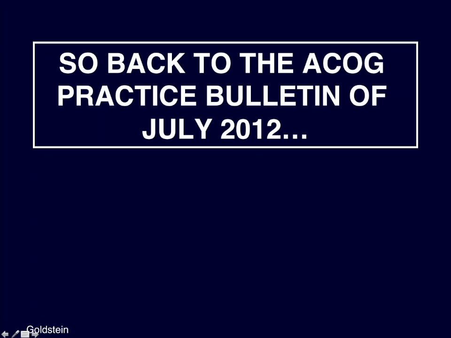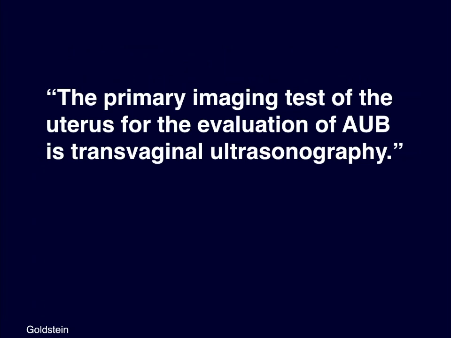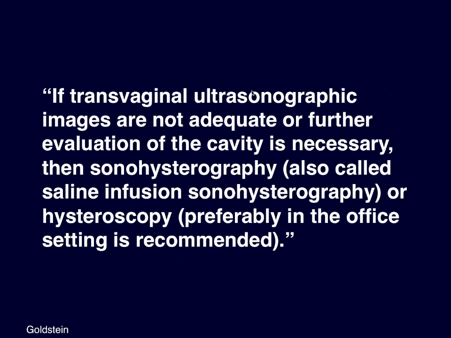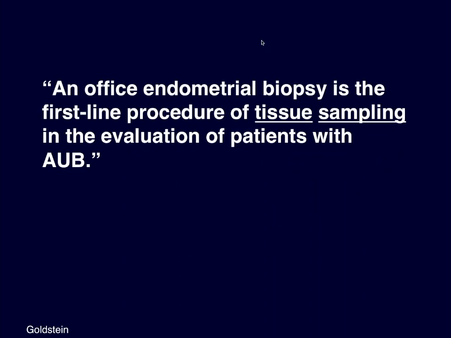So back to the ACOG practice bulletin of July 2012. They tell us the primary imaging test of the uterus for the evaluation of abnormal bleeding is transvaginal ultrasonography. They tell us that if transvaginal ultrasonographic images are not adequate or further evaluation of the cavity is necessary, then sonohysterography, also called saline infusion sonohysterography, or hysteroscopy, preferably in the office setting, is in fact recommended.